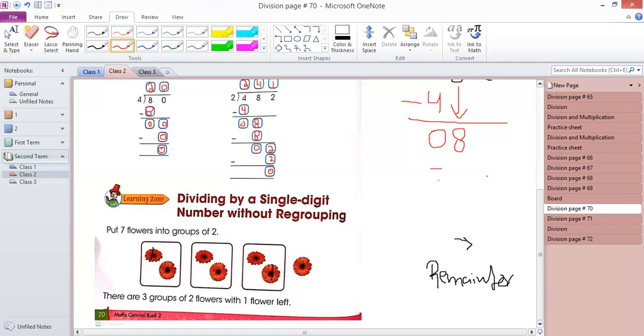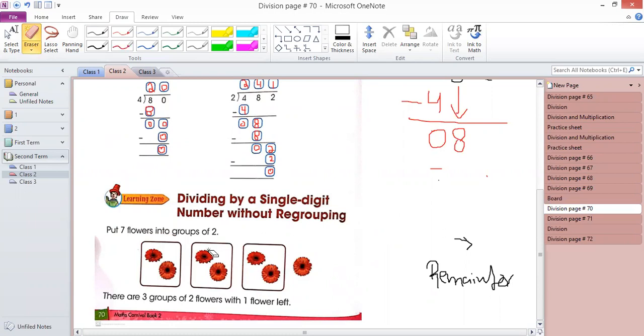I'm reading: put 7 flowers into groups of 2. That means you have to divide 7 in groups of 2. So 1, 2, you make one group. 1, 2, another group. 1, 2, another group. But you can see there is one flower left, so you cannot make a group of 2 for that flower.